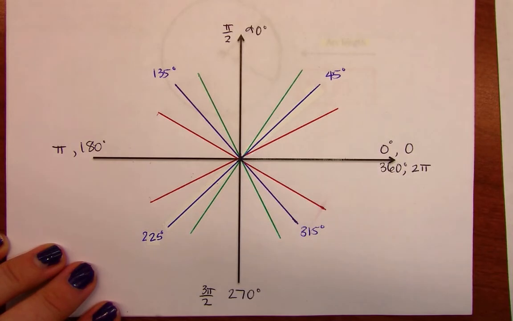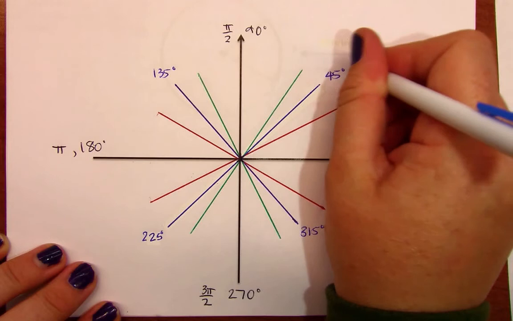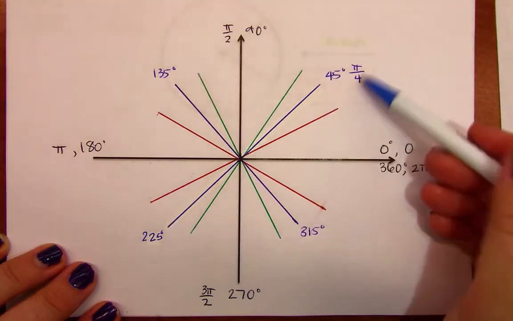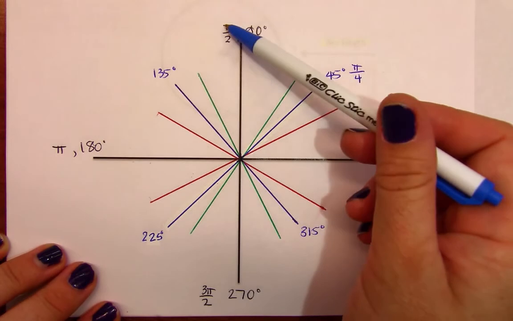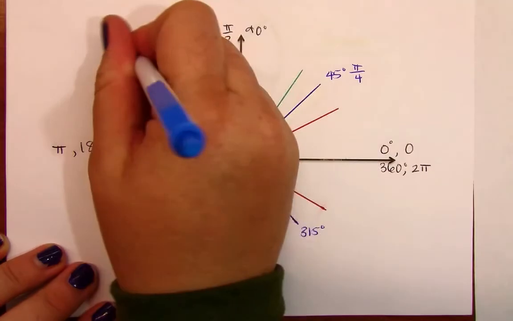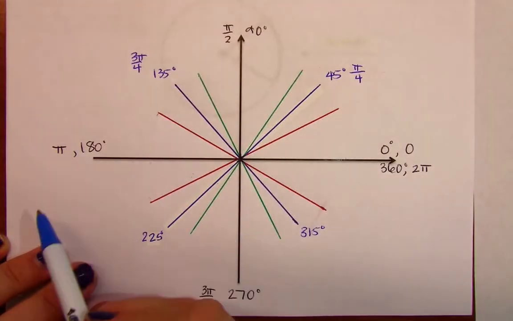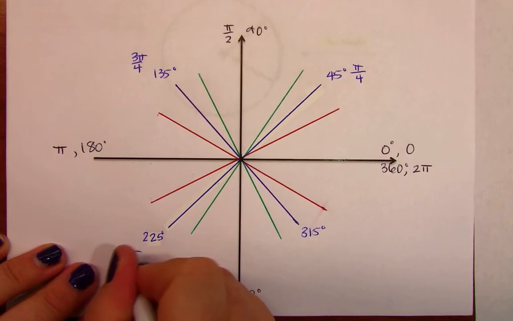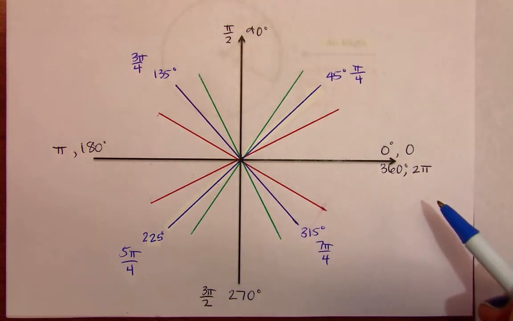Okay. Now we can do the same thing with the radians. 0. And 45 degrees is pi over 4, so we can count by pi over 4. 0, pi over 4. Another pi over 4 would be 2 pi over 4, reduced to pi over 2. Another pi over 4 would be 3 pi over 4. Another pi over 4 would be 4 pi over 4, or just pi. Then 5 pi over 4. 6 pi over 4, which reduces to 3 pi over 2. And then 7 pi over 4, and then 8 pi over 4, which reduces to 2 pi.